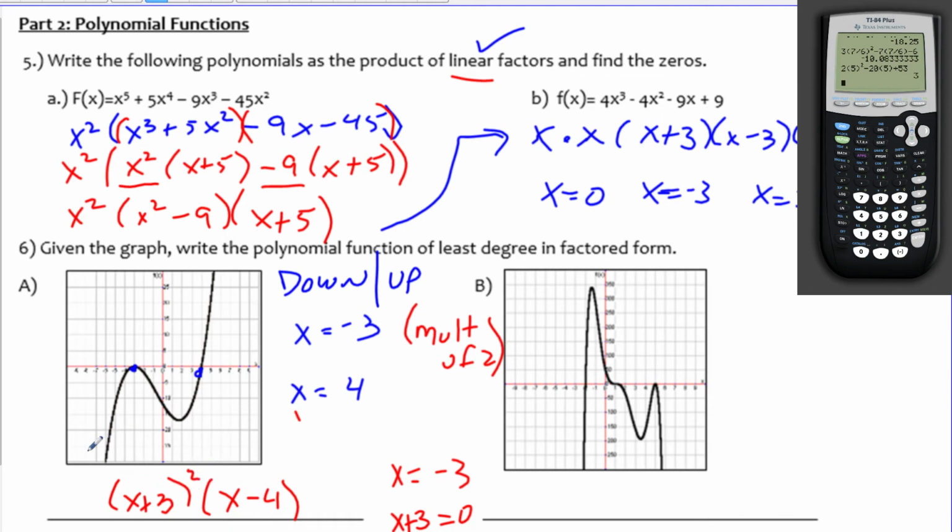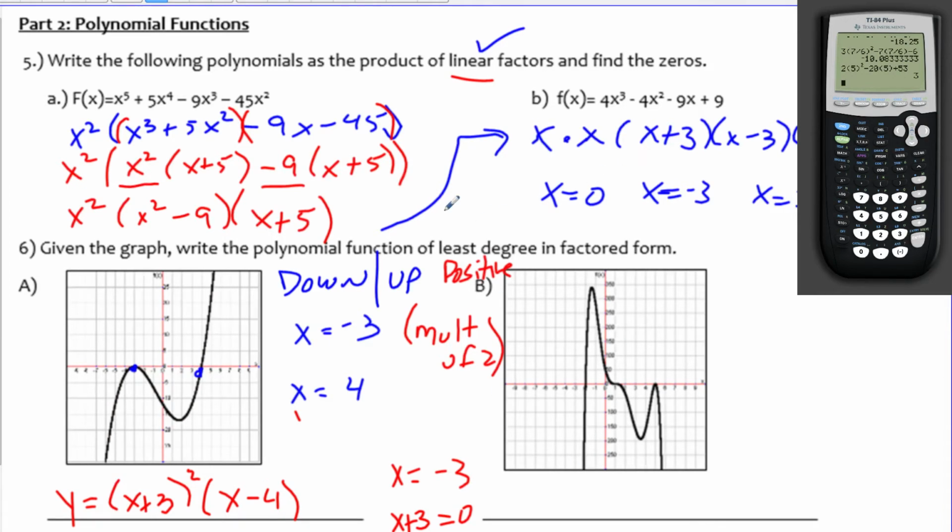I'm going to look at this and say, okay, down up means that the leading coefficient was positive, which means I don't need to put anything in front of this function. I'm just going to say y equals, and I'm done. And that would be the function of least degree in factored form. I don't need to multiply all that out. I'm going to leave it go.